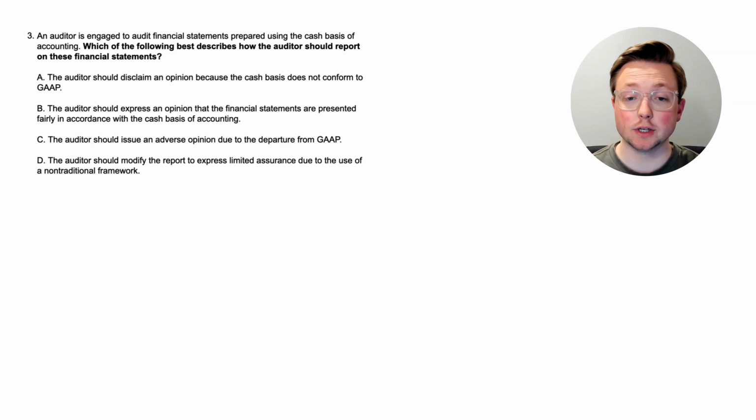Option A, the auditor should disclaim an opinion because the cash basis does not conform to GAAP. Option B, the auditor should express an opinion that the financial statements are presented fairly in accordance with the cash basis of accounting. Option C, the auditor should issue an adverse opinion due to the departure from GAAP. Or option D, the auditor should modify the report to express limited assurance due to the use of a non-traditional framework. So again, based on what we've learned so far, you probably could figure out the correct answer. And if not, that's okay. But if you want to give it a try, pause the video and come back when you're ready.